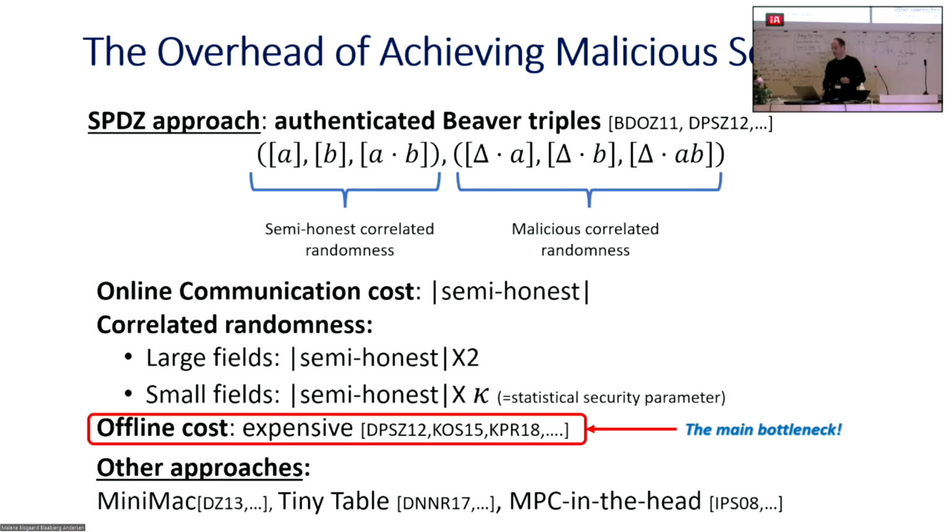There are other approaches as well, which I will not discuss at all, but they give different trade-offs between the online and the offline. But I think only the SPDZ approach has the property that the online cost is the same as if we use semi-honest security. Right. So how can we solve the bottleneck of the expensive offline cost?